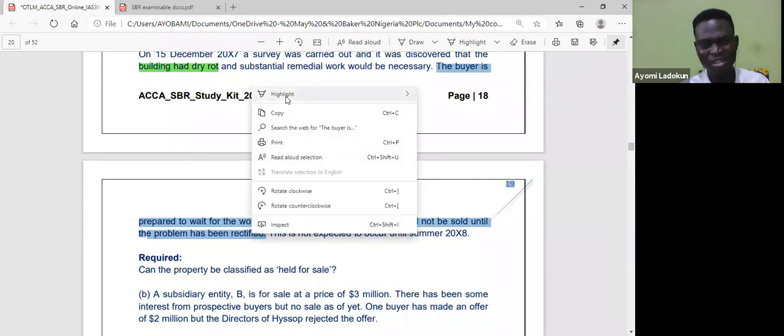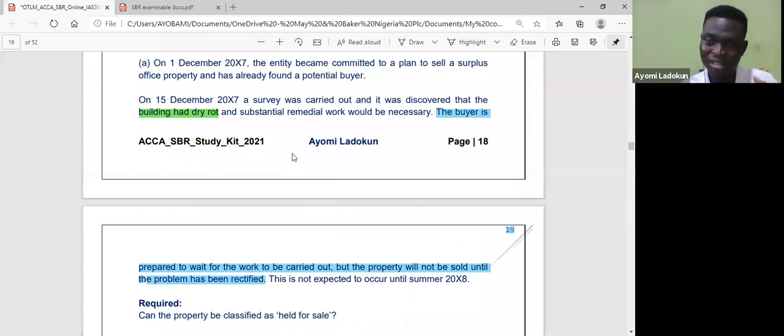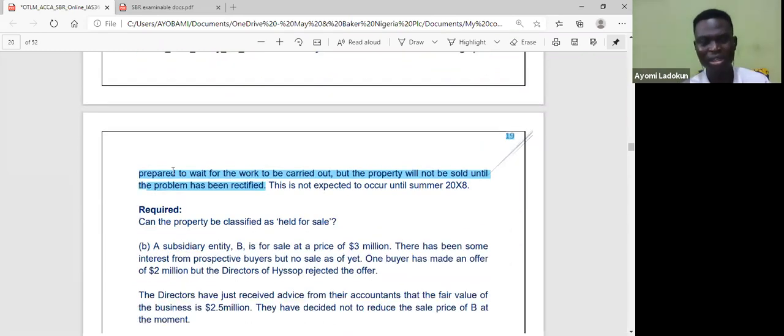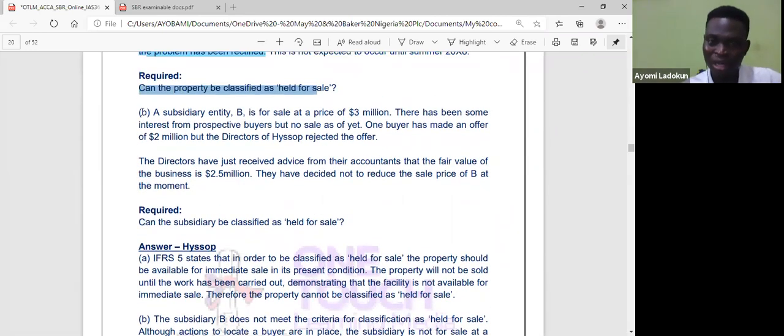The standard did not tell me that if the buyer can wait. So this is just to confuse you. Whether the buyer can wait or not is none of my business. My business is the asset, or whatever the building, is it available for immediate sale? The answer is no, because it said the building had a dry rot and substantial remedial work is necessary. Can I classify it as held for sale? The answer is no.